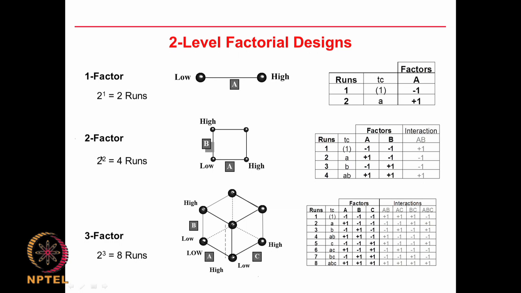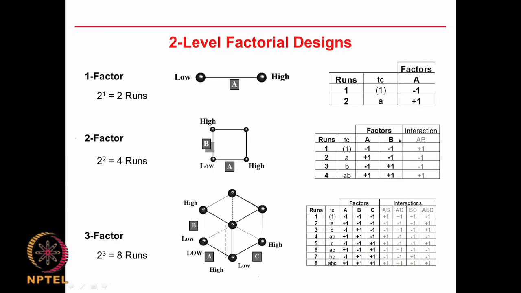Suppose we have 2 factors like A and B, at 2 levels, 2 factors, 2 raised to the power 2, that is 4 experiments. So, we need to do 4 experiments, run 1, 2, 3, 4, and this is one way of representing them. Factor A, when you put minus 1, that is at low level, when you put it at plus 1, you call it high level. So, factor A at low level, factor B at low level, factor A at high level, factor B at low level, factor A at low level, factor B at high level, factor A at high, B at high.